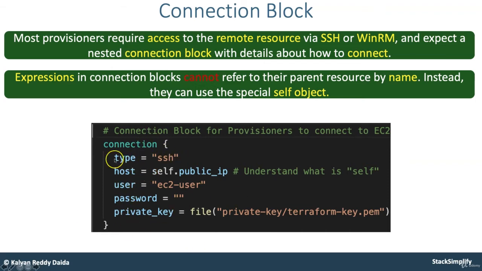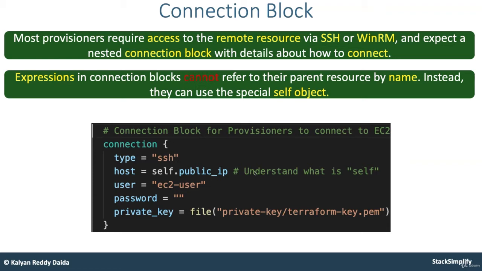The connection block looks like this: the connection and the type of connection, the host name of your resource, the username with which you are going to connect, and the private key. For the host name, you see here we are using self.public_ip. Ideally you would use aws_instance.local_name.public_ip, but here we are using self.public_ip.